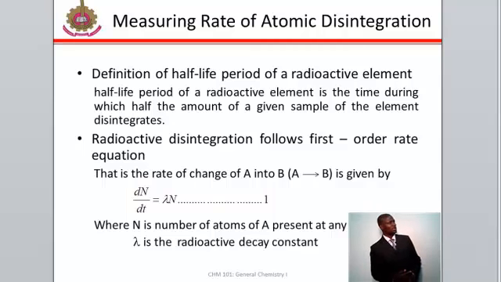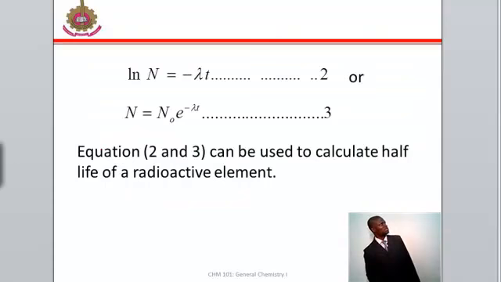If you have an equation A going to B, reactant is the A, B is the product. So the rate of disintegration will be dN/dt = λN. That's equation 1, where N stands for the number of atoms of A present at any given time, and λ is called the radioactive decay constant. If equation 1 is integrated, we have ln N = -λt, as shown in equation 2.